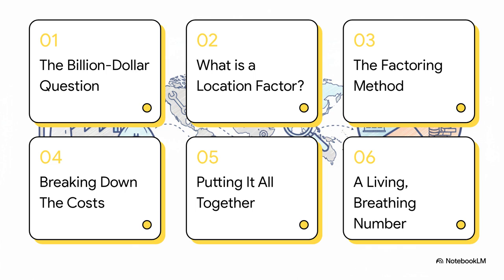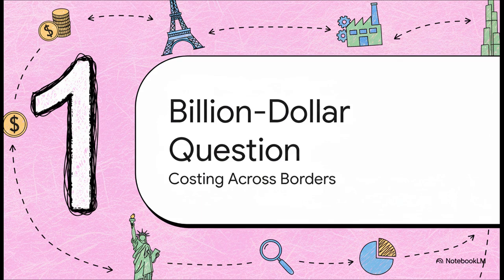So here's our game plan. We're going to start with the big question itself. Then we'll define the key tool that professionals use to answer it. After that, we'll get into the method, break down the costs with a real-world example, see how it all adds up, and finally, we'll talk about why this number is, well, never really set in stone. All right, let's kick things off with Section 1, the billion-dollar question.